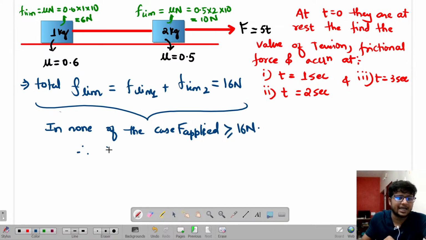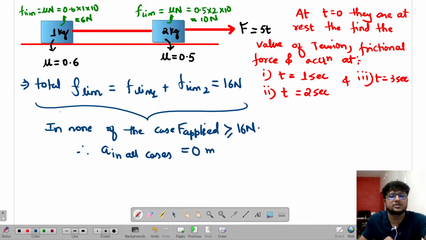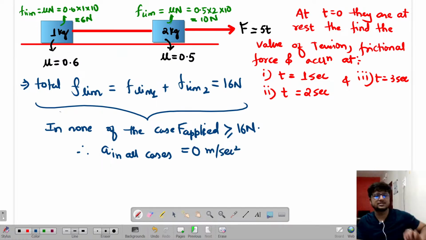So therefore, acceleration in all cases will be how much? 0 meter per second square. Say something, yes or no? Till this it is clear or not clear?